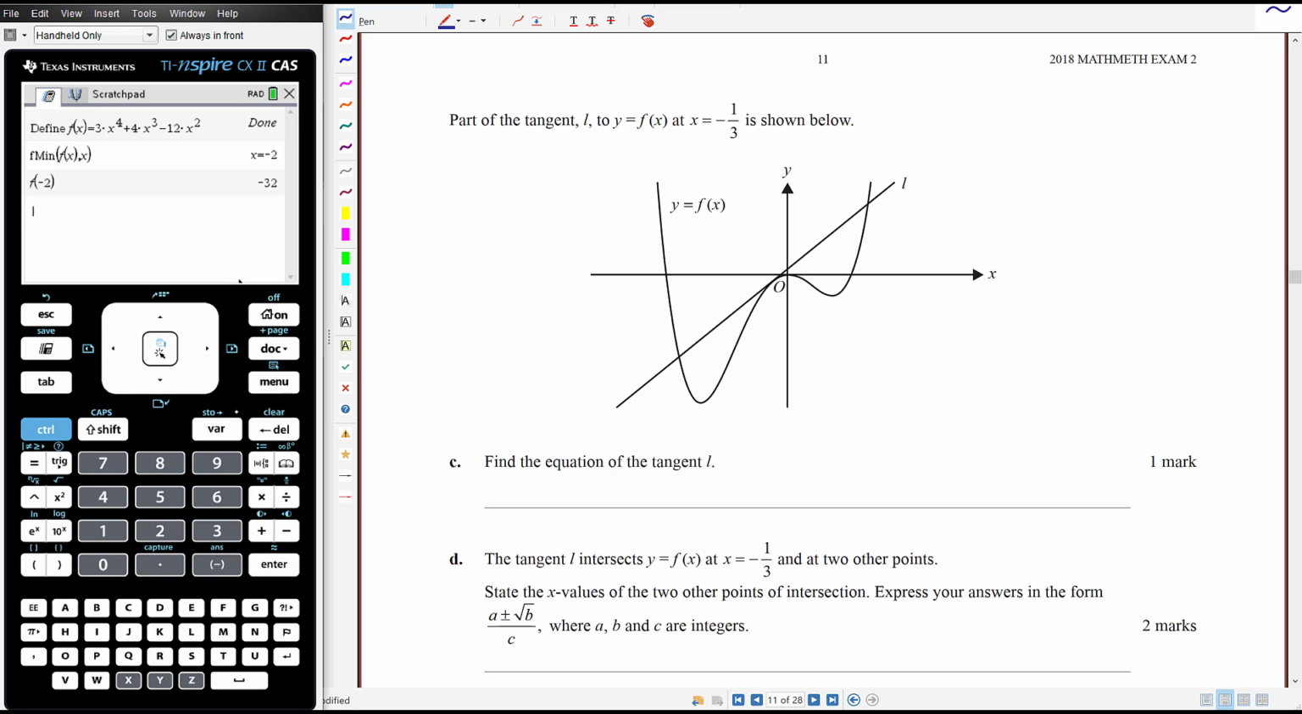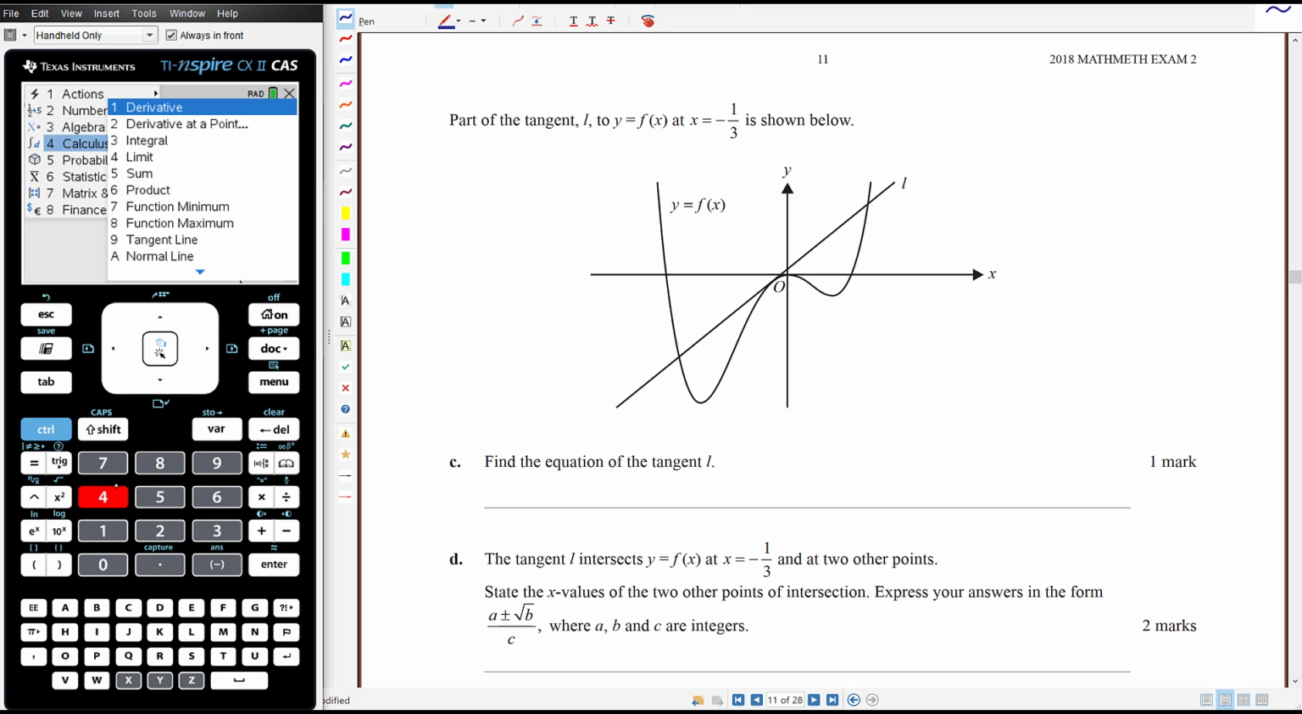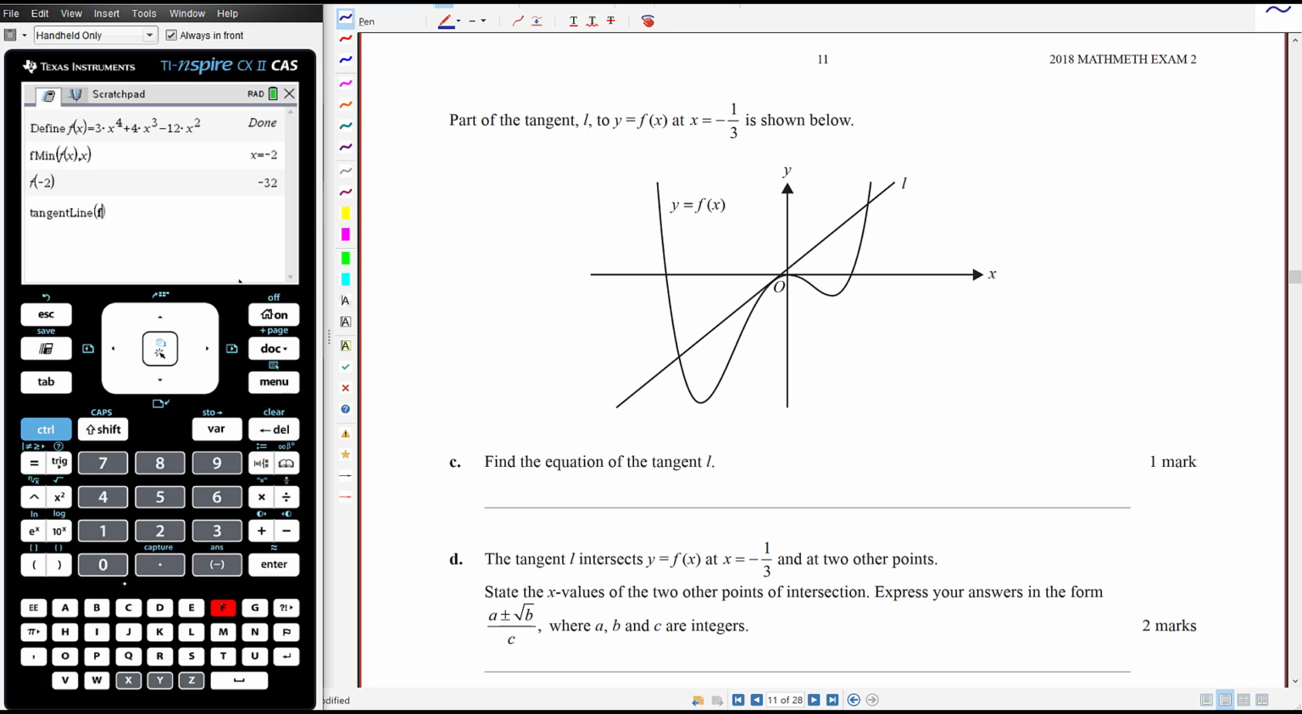Okay, so tangents, I find students constantly do them by hand when the CAS can do them for you. Menu 4.9, tangent line, tangent to f of x, comma, when x is equal to negative a third. Negative 1/3. And there we go.